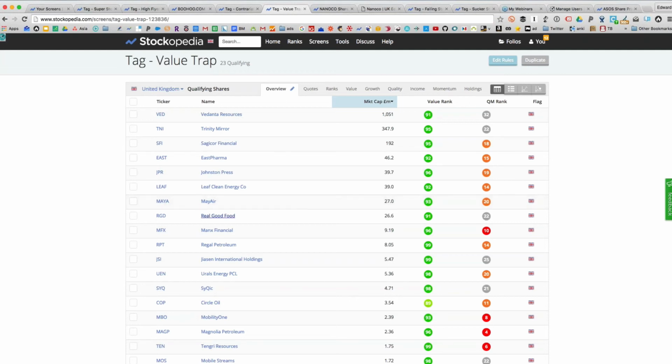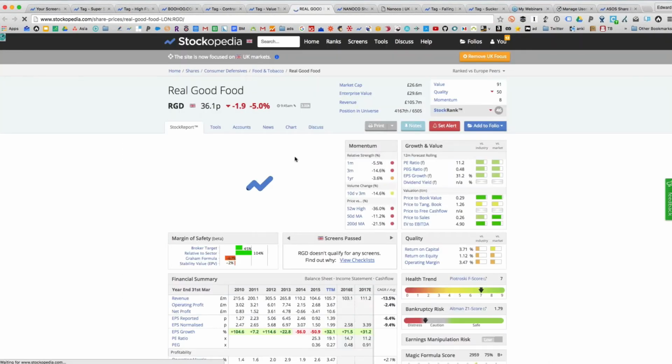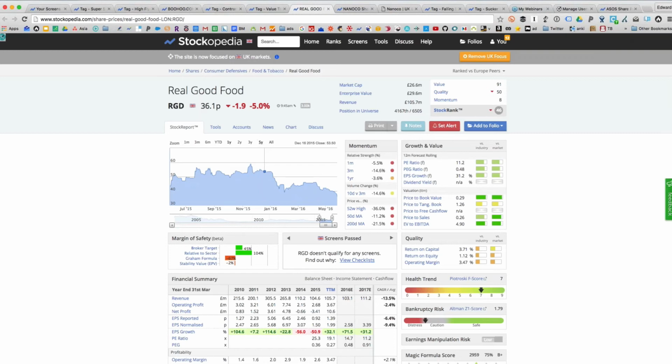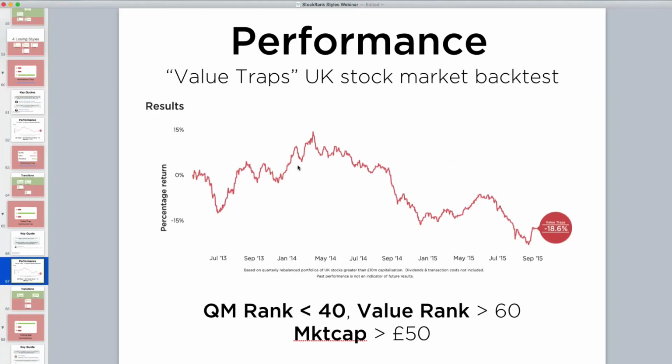I know a lot of private investors have invested in stocks like Real Good Food. I know nothing about it anymore, but I have seen an investor presentation of it. There's a possibility this has a kind of value trap profile. So I'm going to move again swiftly on.